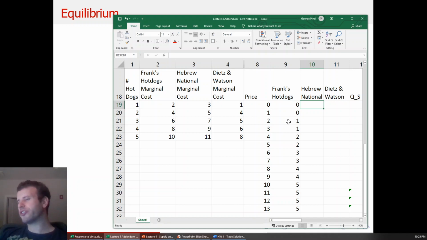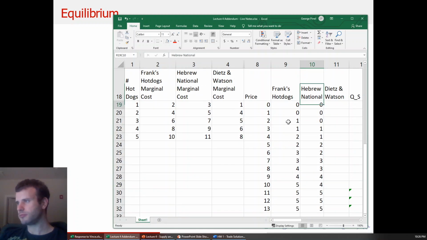All right, so let's build the supply schedule for Hebrew National and Dietz and Watson. Until price hits 3, his marginal cost will be higher than his price. And then once it hits 3, he's going to want to produce 1. And then once it hits 5, he'll produce 2. And then at 7, he'll produce 3. And then at 9, he'll produce 4. And then at 11, he'll produce 5.